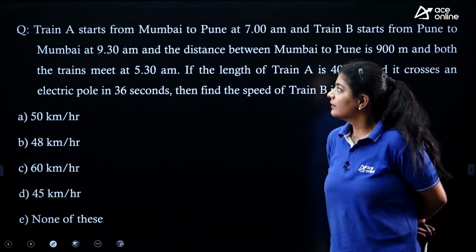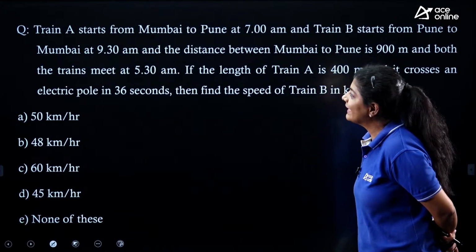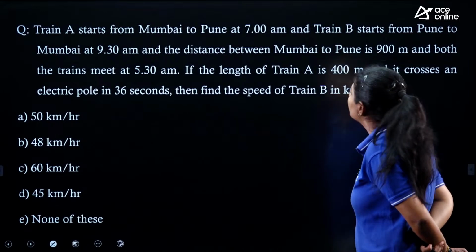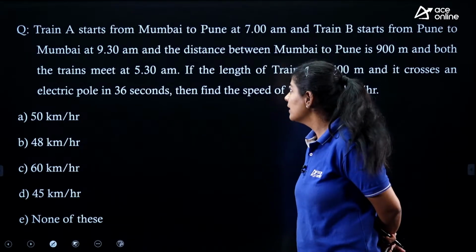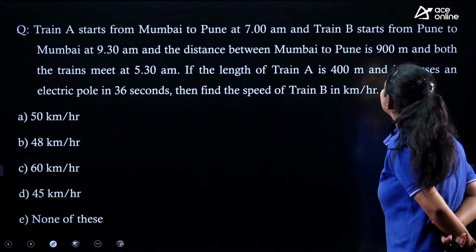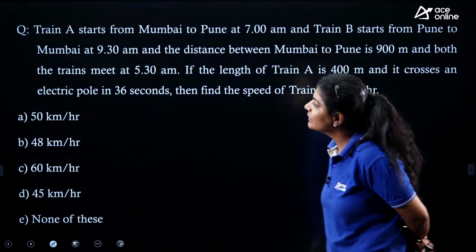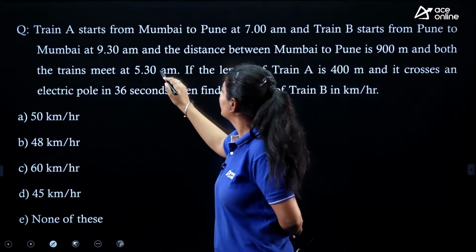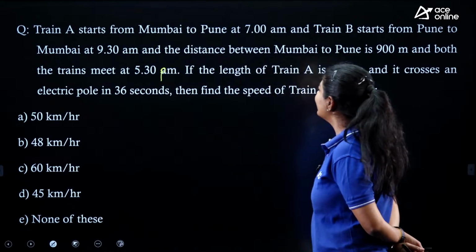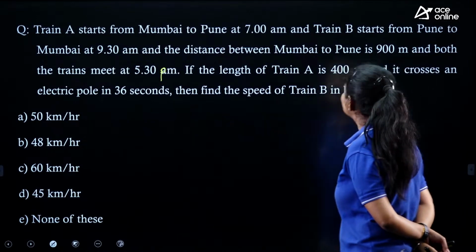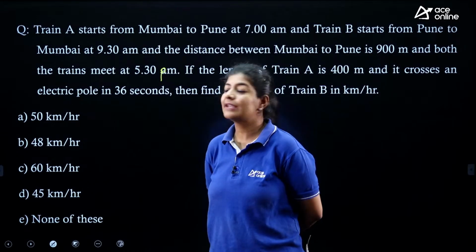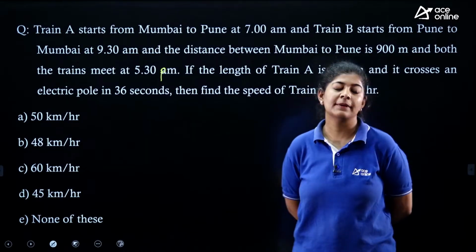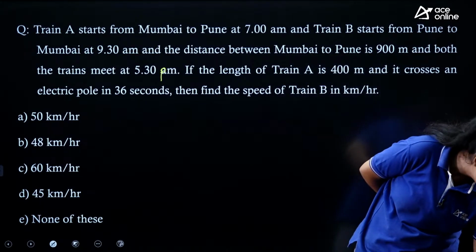Next. The next question says that train A starts from Mumbai to Pune at 7 am and train B starts from Pune to Mumbai at 9:30 am. The distance between Mumbai and Pune is 900 meters and both the trains meet at 5:30 pm. If the length of train A is 400 meters and it crosses an electric pole in 36 seconds, then find the speed of train B in kilometers per hour. Again, this one is also a very easy one.